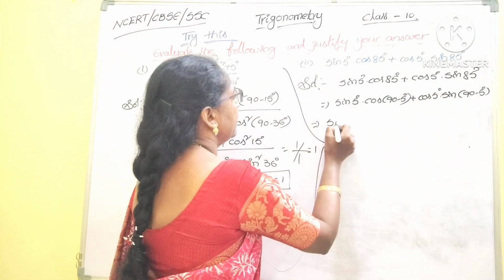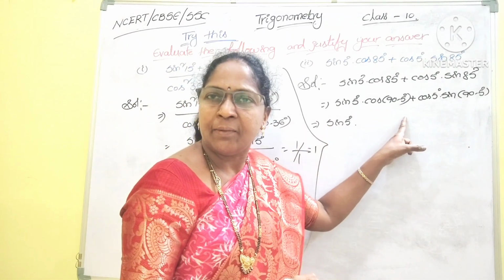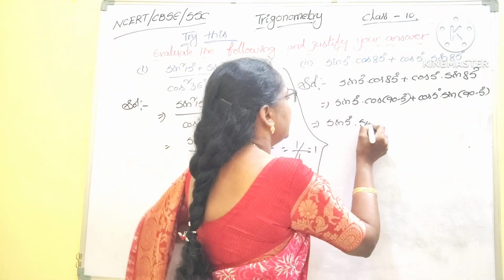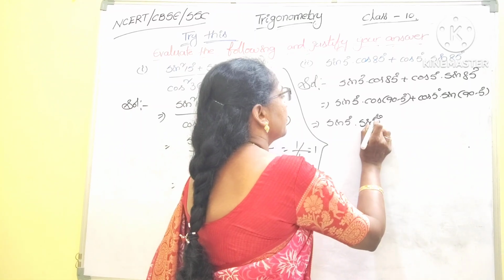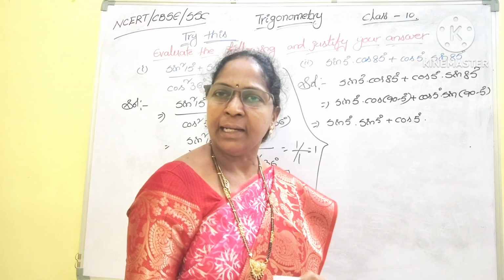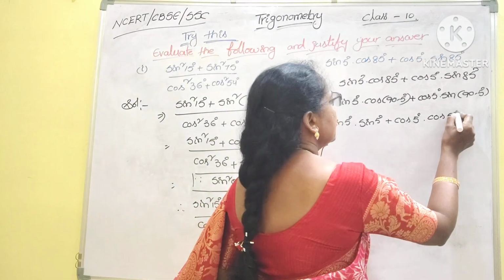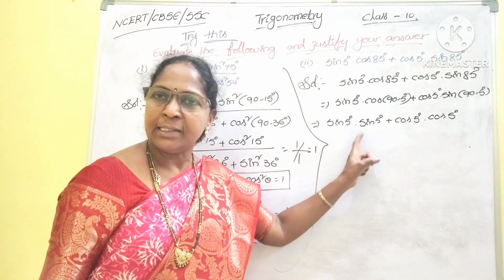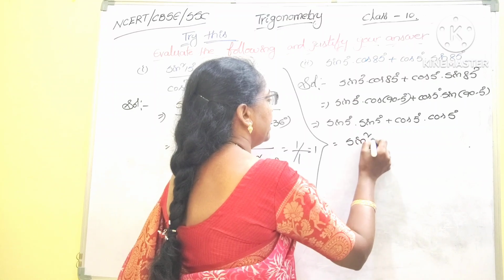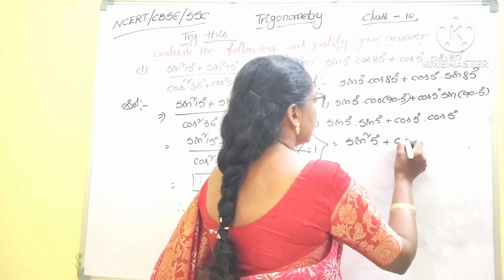Now sin 5 degrees into cos 90 minus theta, that equal to sin theta, where theta equal here 5 degrees. So sin 5 degrees into sin 5 degrees plus cos 5 degrees into sin 90 minus theta equal again cos theta, where theta equal to 5 degrees. Sin 5 degrees into sin 5 degrees, 2 times is there. Then you will get sin square 5 degrees plus cos 5 into cos 5, again cos square 5 degrees.